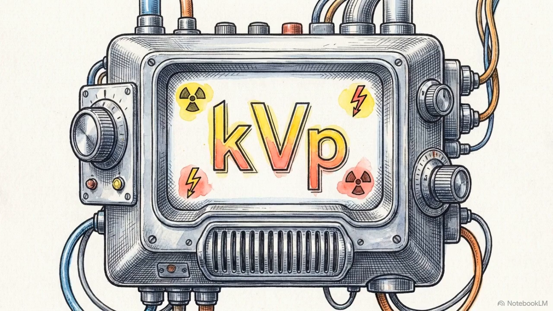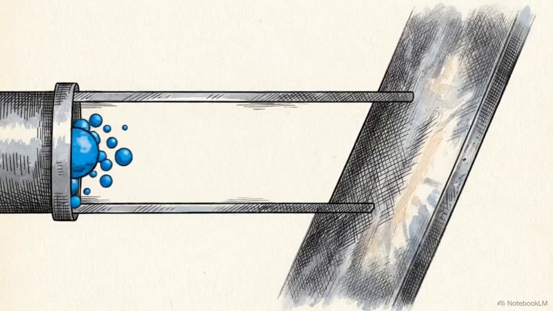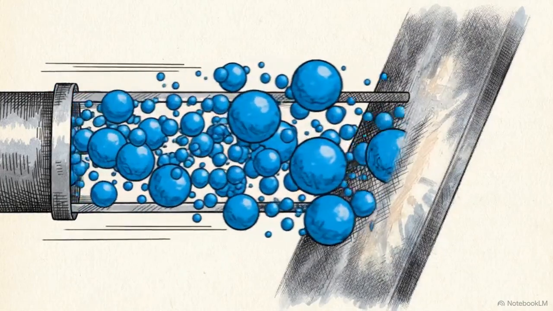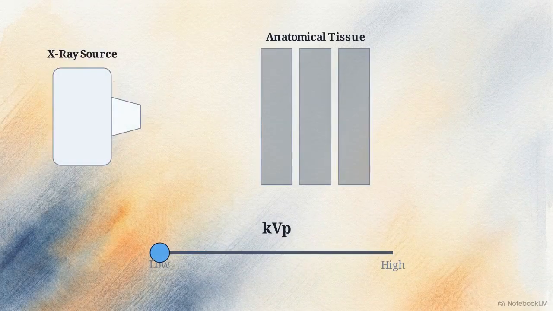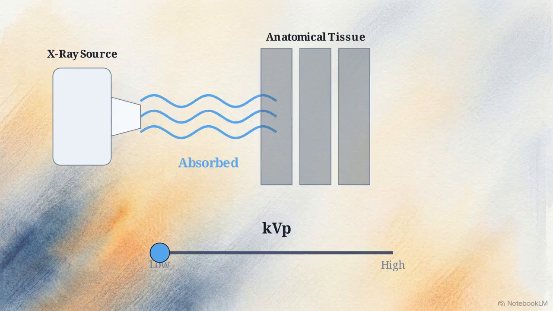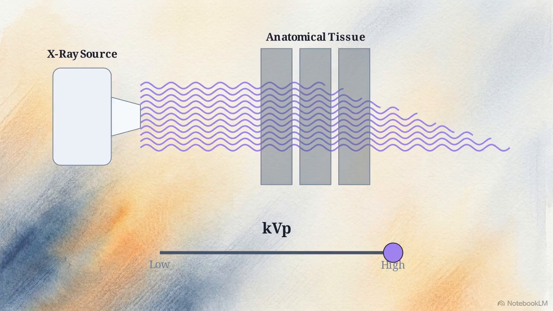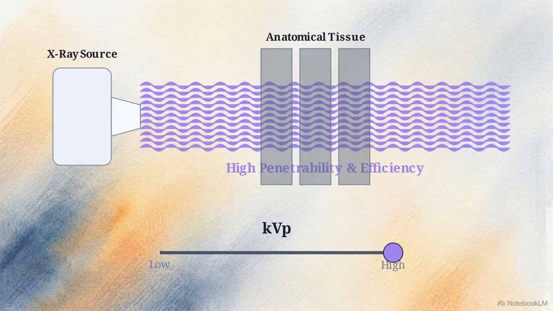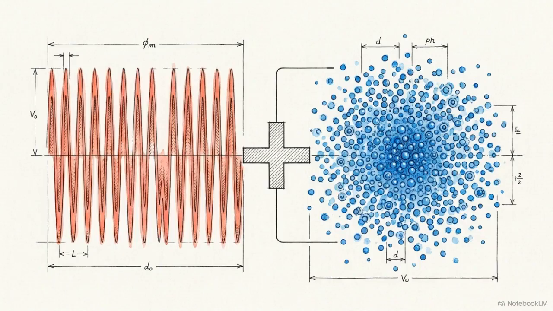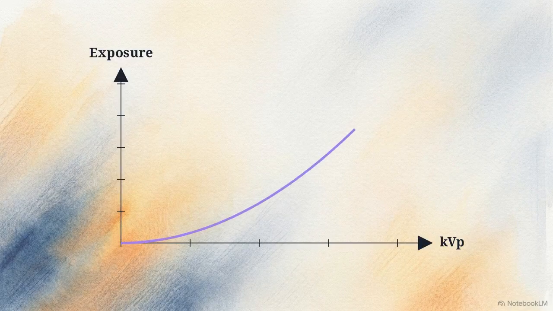The second prime factor, kilovoltage peak, or kVp, introduces a new layer of complexity to the system. If mAs represents the number of electrons in the tube, kVp represents the force driving them across the gap. kVp controls the quality, or penetrability, of the beam. Higher energy electrons create higher energy photons, which are required to punch through thicker, denser anatomical tissue. Increasing the kVp simultaneously boosts penetrability and the efficiency of photon production at the target. This dual effect means that adjusting kVp alters both the quality and the quantity of the beam, resulting in a highly nonlinear impact on the final image.